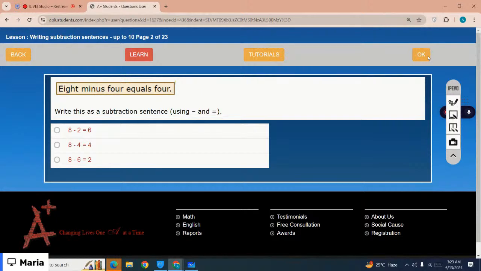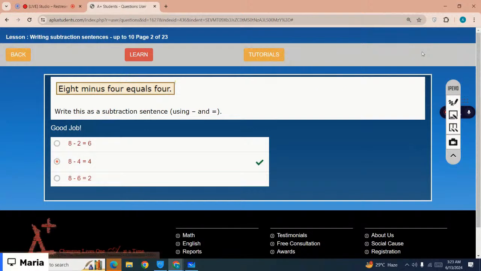Option number 2 is the correct option. You have to replace the minus with the negative sign and equals with the equality sign, and you need to write down the numbers. That is 8 minus 4 equals 4. Option number 2 is the correct option.